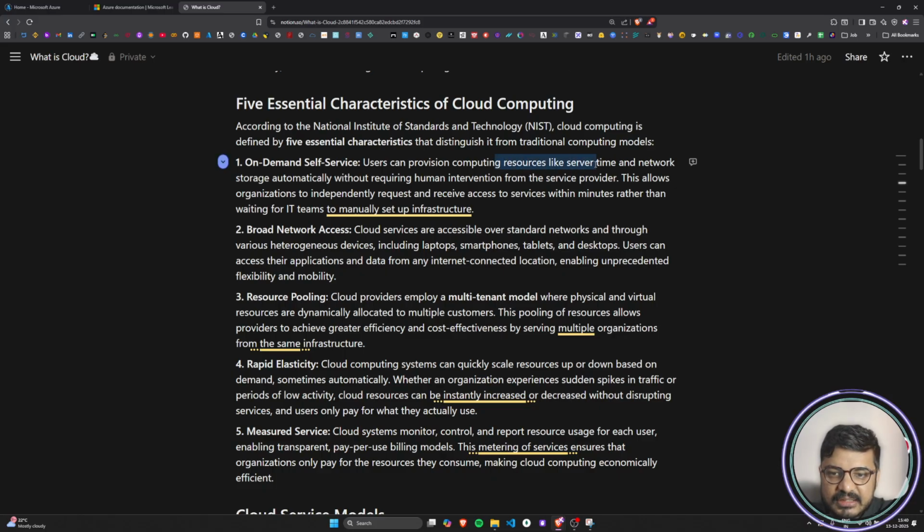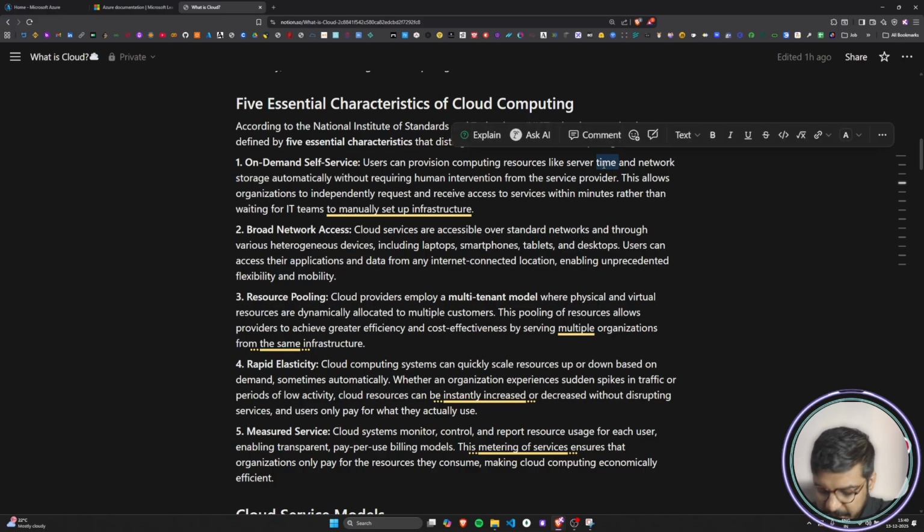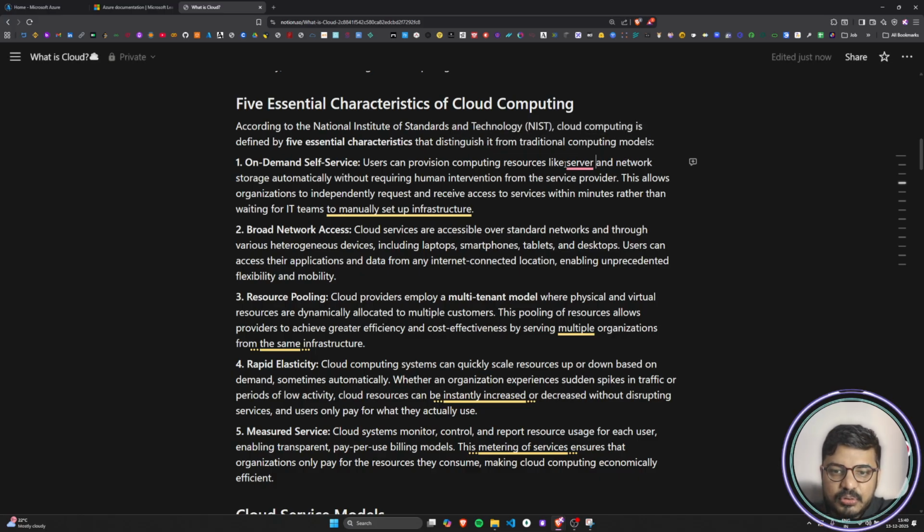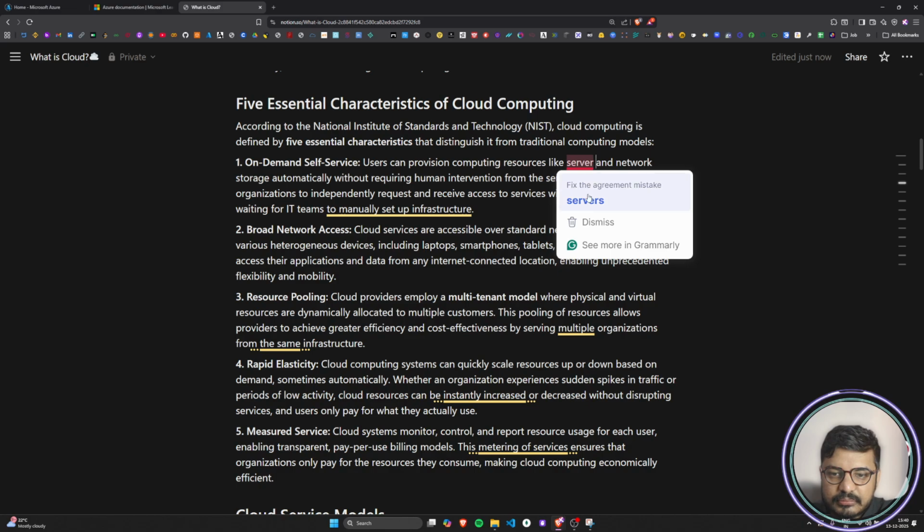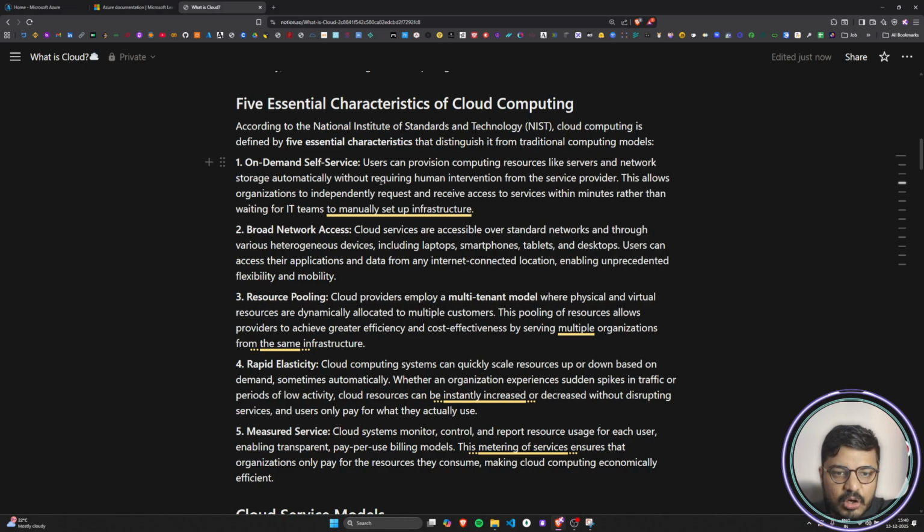Can provision resources like server and network storage automatically without needing any kind of human intervention from the service provider.